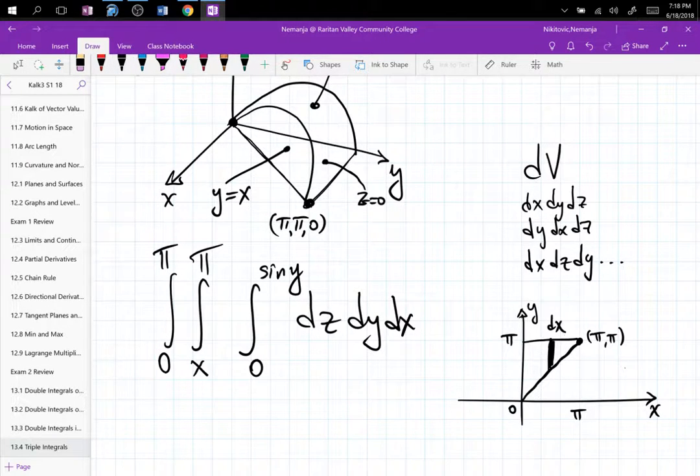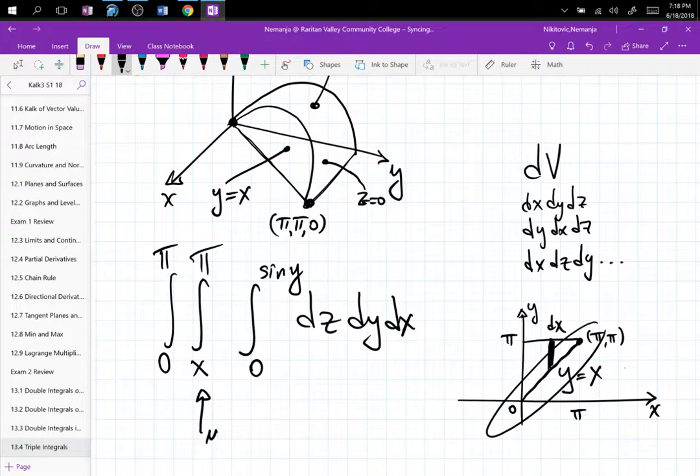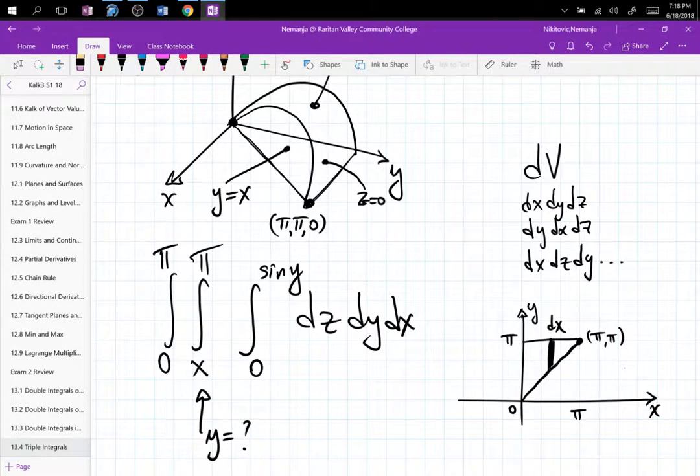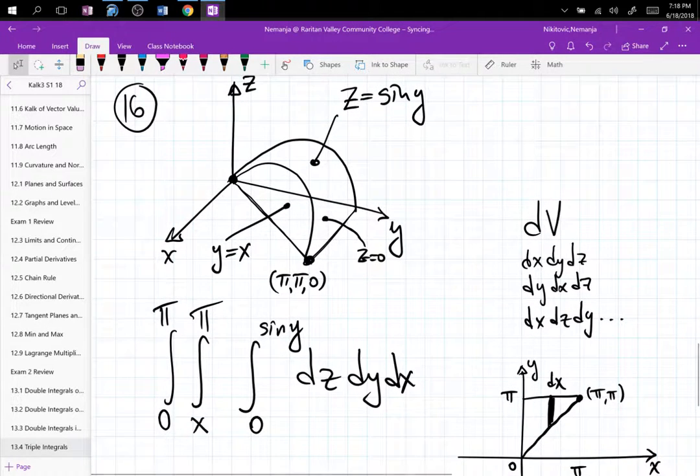Why is that one y? This equation over here is y equals x. And this integral over here is y equals, well, y equals x and y equals pi. So this is how you deal with these integrals.